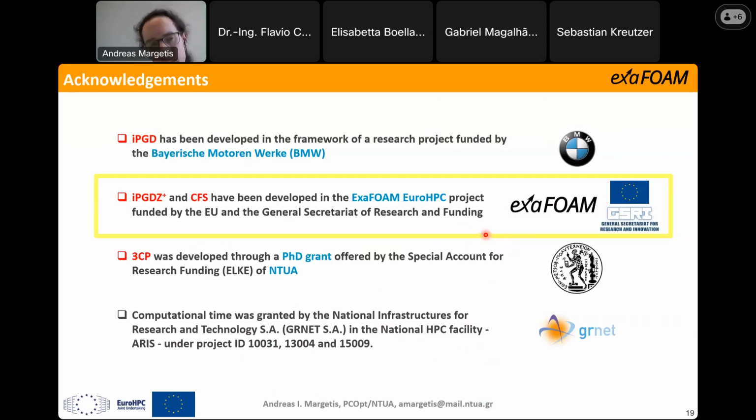Before closing, let me acknowledge BMW for funding the development of the IPGD algorithm, the exaFOAM project for funding the development and application of IPGDZ+ and CFS in industrial cases, and the special account for research funding of NTUA for supporting the development of the 3CP technique through a PhD grant. Computational time was granted by the National Infrastructure for Research and Technology.